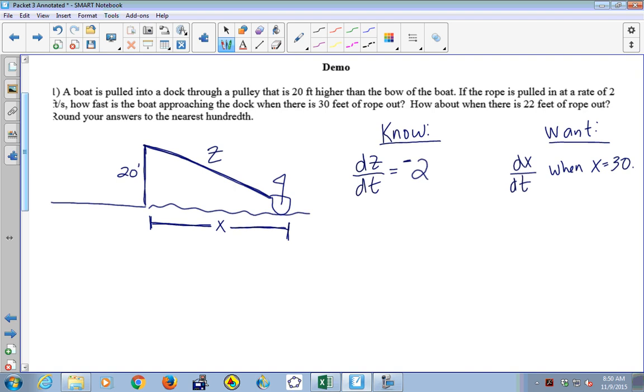X is 30 when Z is 30. Z, you're right. Thank you. When z is 30. Good catch.